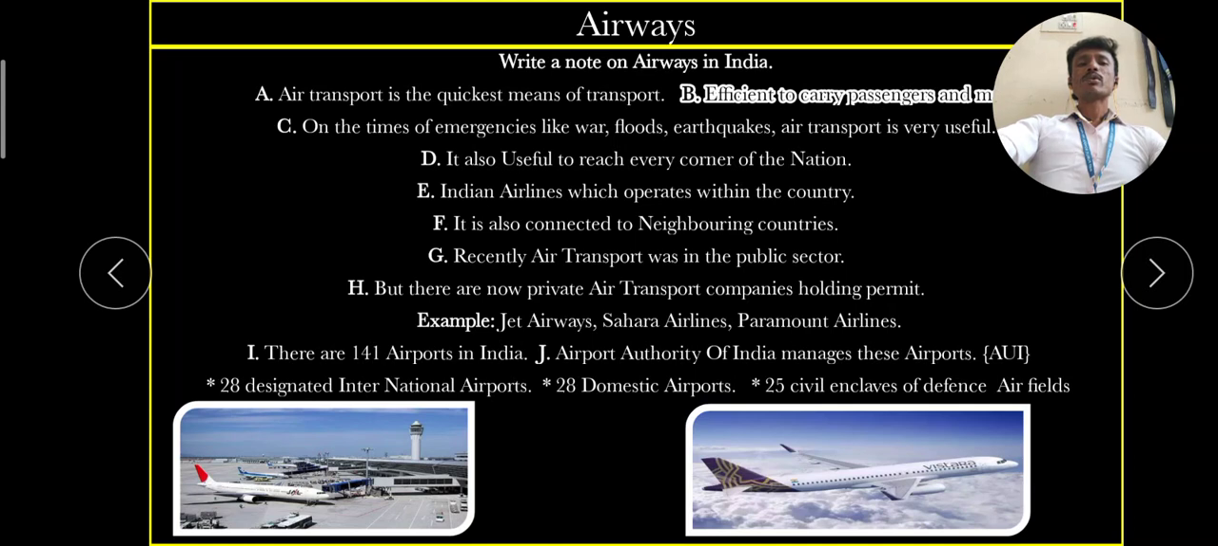Recently air transport was in the public sector, but later the private sector also got permission. Nowadays Jet Airways, Sahara Airlines and Paramount Airlines play a very important role. There are 141 airports in India, and the Airport Authority of India, AAI, manages them. There are 28 designated international airports, 28 domestic airports, and 25 civil enclaves of defense airfields throughout the country. So this is detailed information about airways.